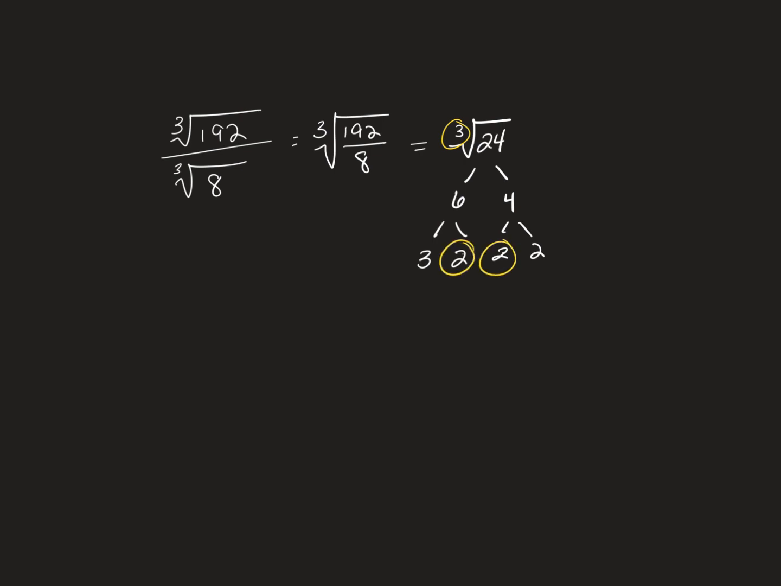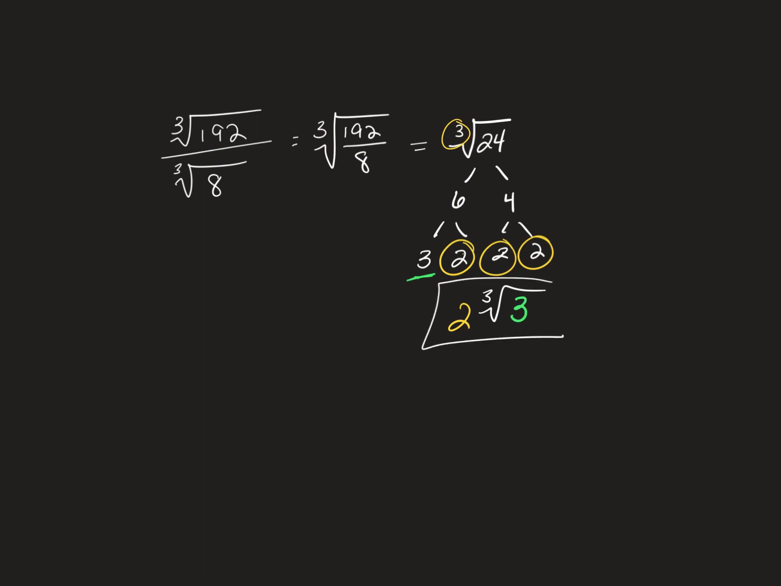So we just found 3 of a kind. We got 3 2s. 2 is going to go on the outside. We're going to copy the cube root. We started with a cube root, we end with a cube root. That will never change. The only thing that changes is the number inside and the number outside. So the number inside is going to be what we couldn't find a match for, and that was 3. So this is going to be our final answer.